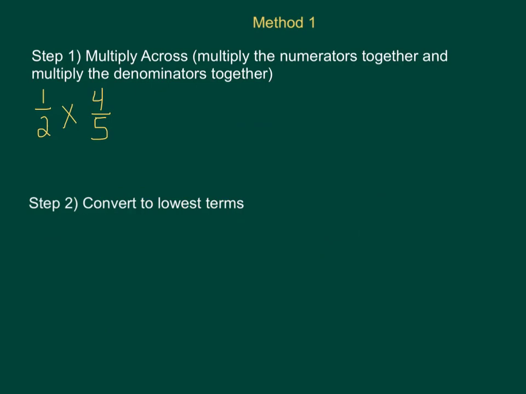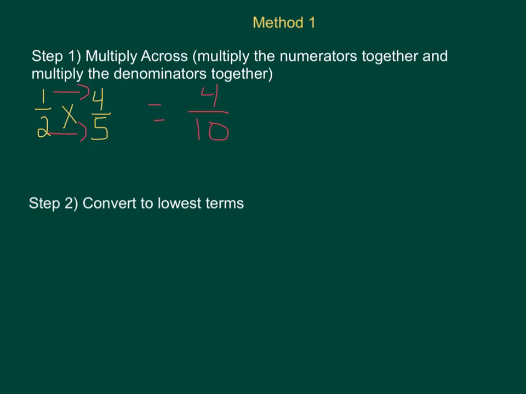What I mean by that is simply multiplying straight across. So 1 times 4 equals 4. 2 times 5 equals 10. You can see here we multiplied our numerators and our denominators, and we got an answer of 4 over 10.